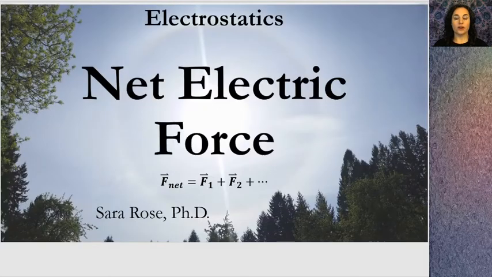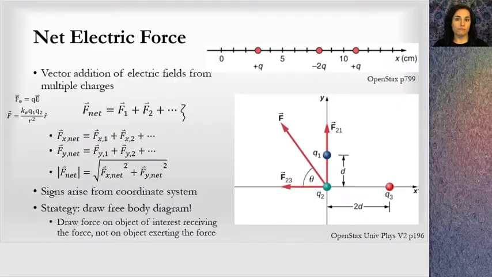This is a lesson on net electric force in a unit on electrostatics. Net electric force, you may already intuit, works the same way when adding vectors as other forces. So the net force is going to be F1 plus F2 plus F3, and so on, with a vector notation here.